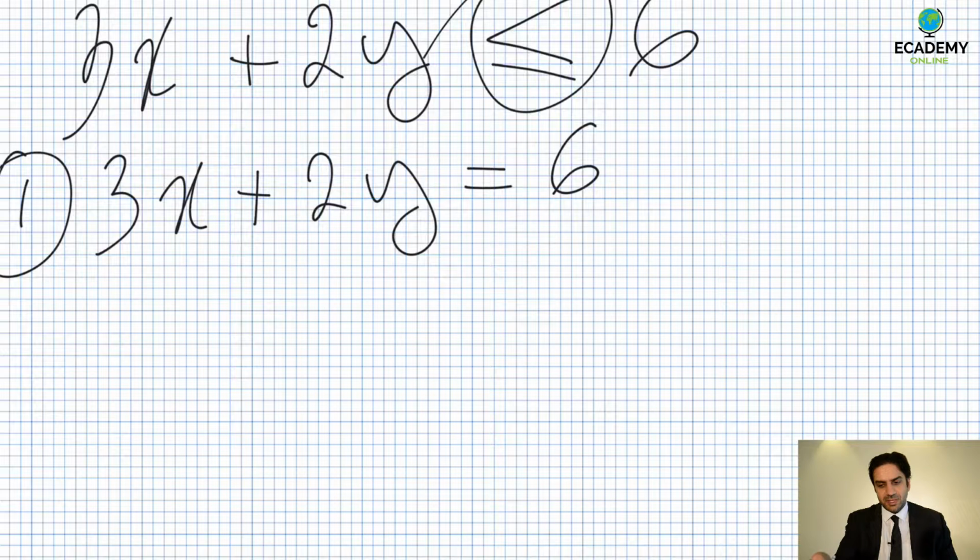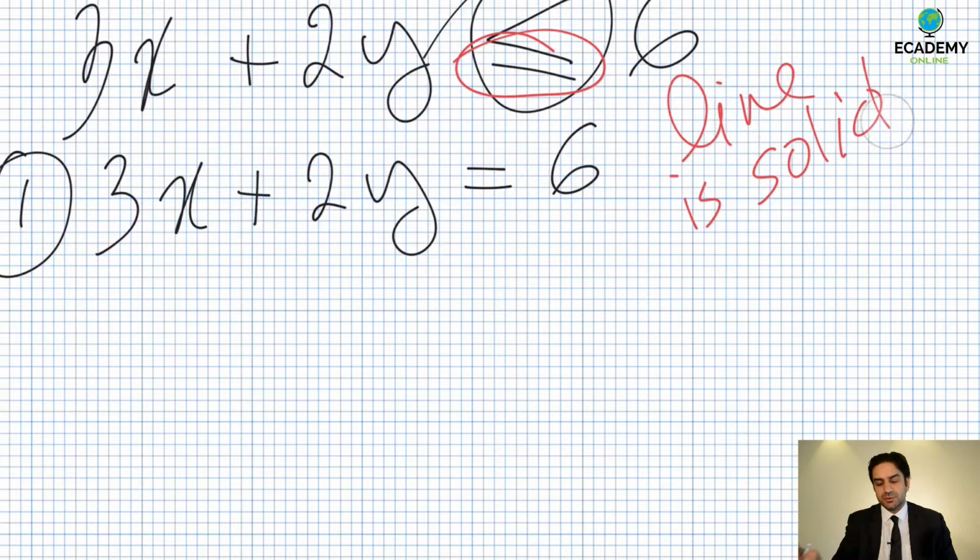Now, the fact that we have an equality on the bottom bit, so it's less than or equal to, means the line will be solid, as opposed to it being dotted. What we're going to do is graph this line.